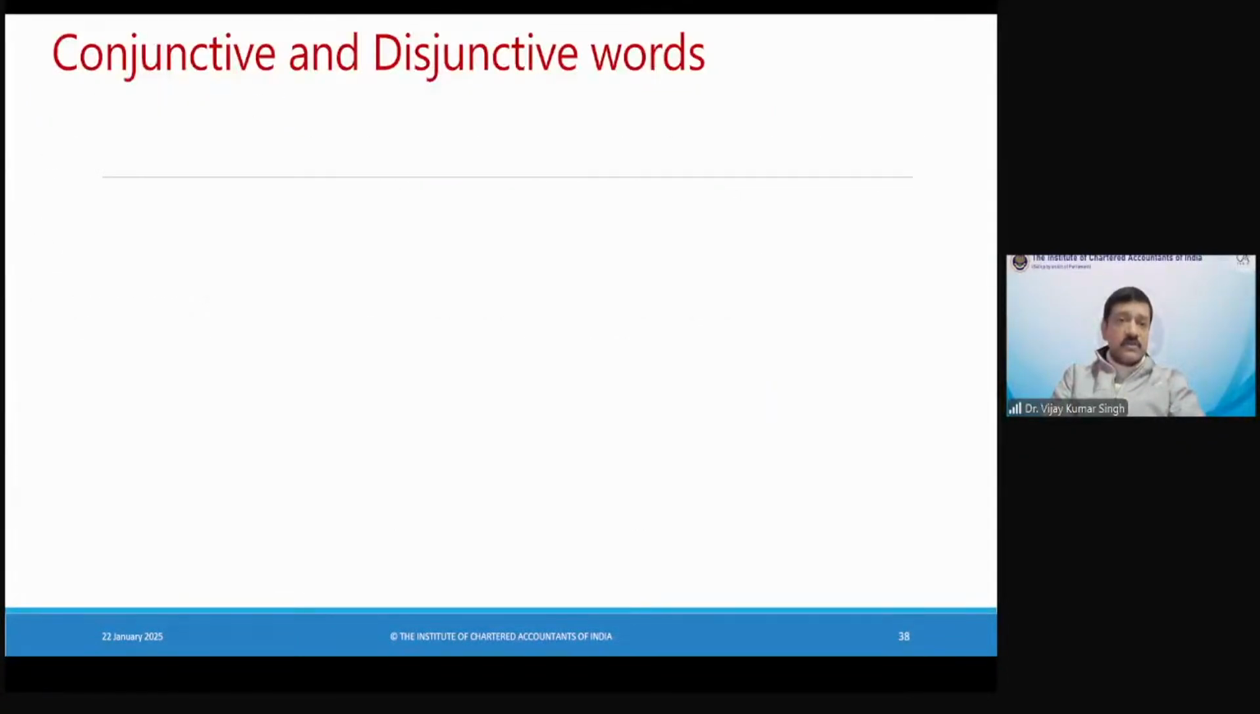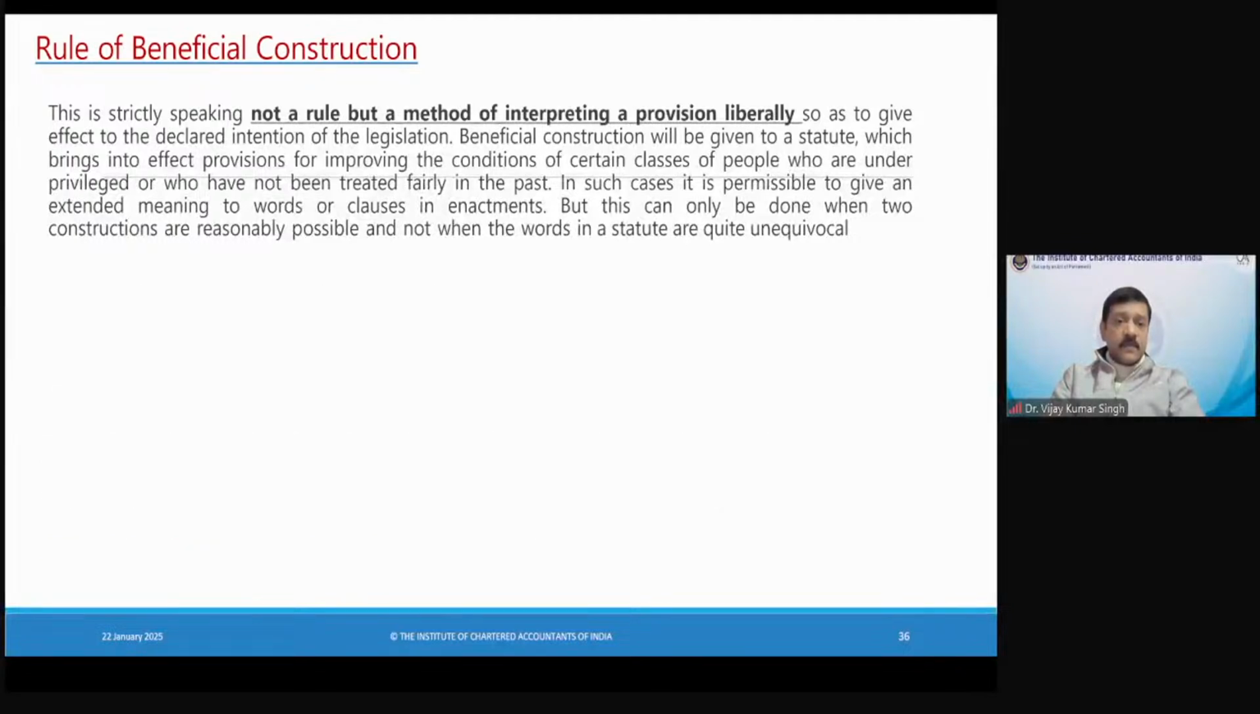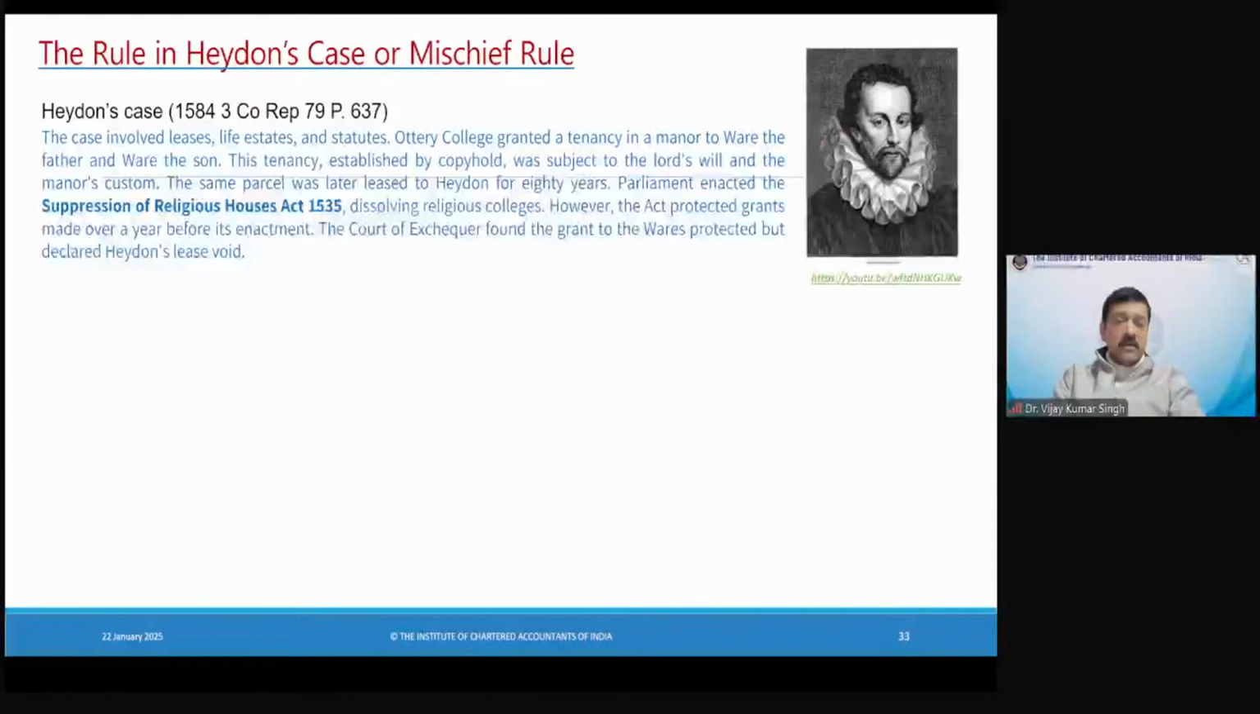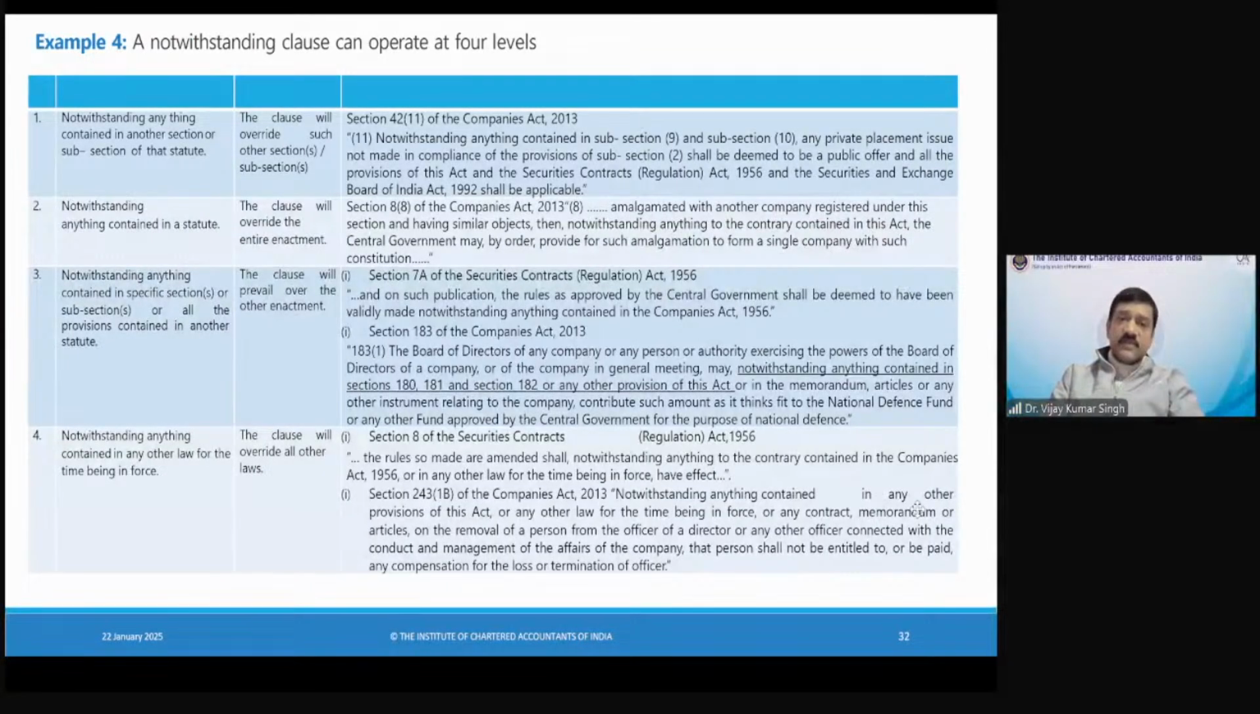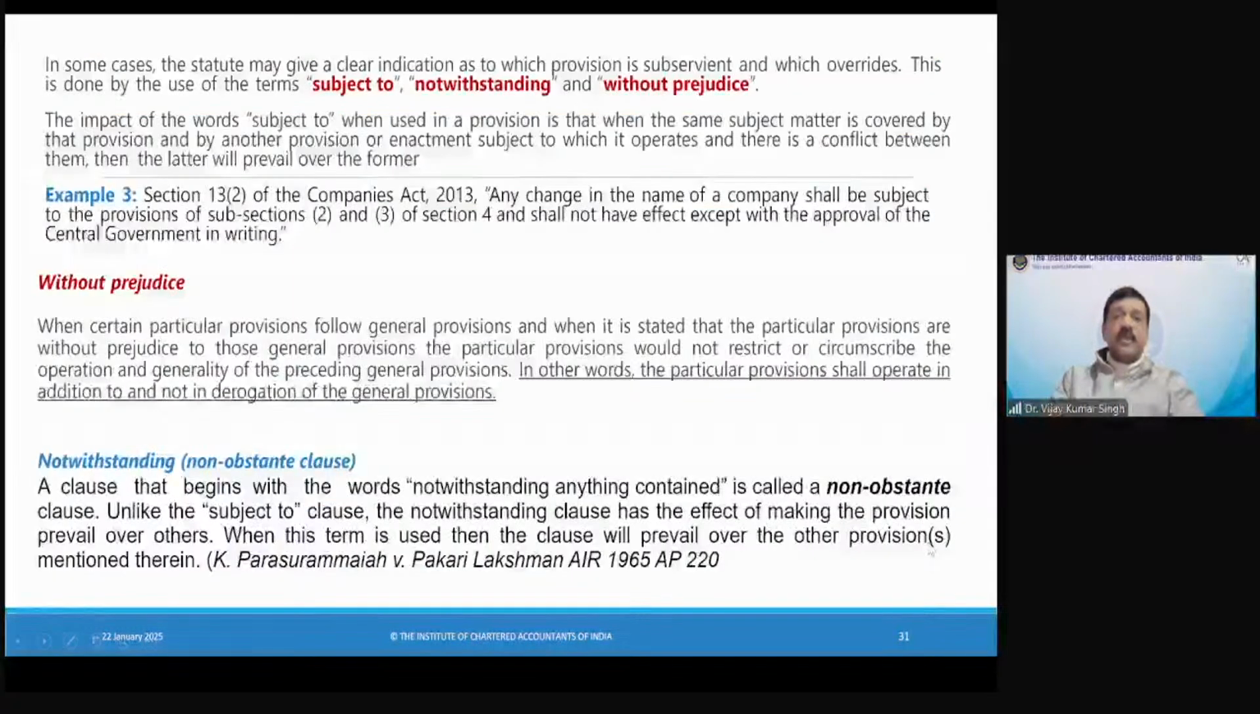I think one of the questions was with reference to the notwithstanding clause. As you are able to see here, notwithstanding is basically the meaning. It is also referred to as a non-obstante clause, and it says that notwithstanding anything which is mentioned, either in the same section, the same subsection, the act itself, or any other act also. So these are the different types which are mentioned here.